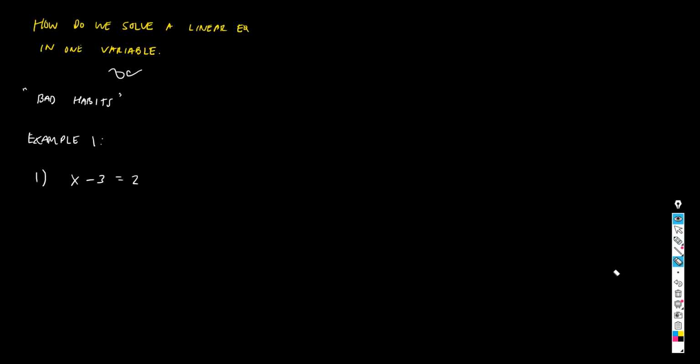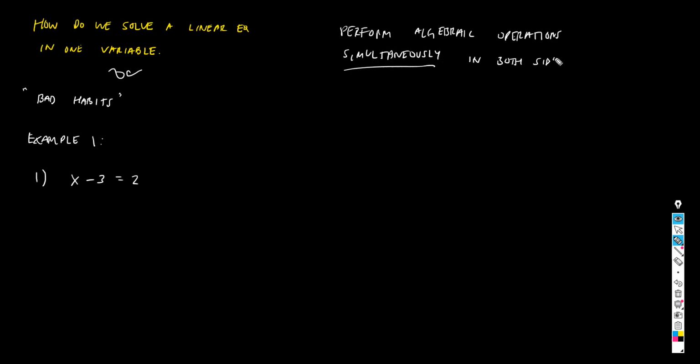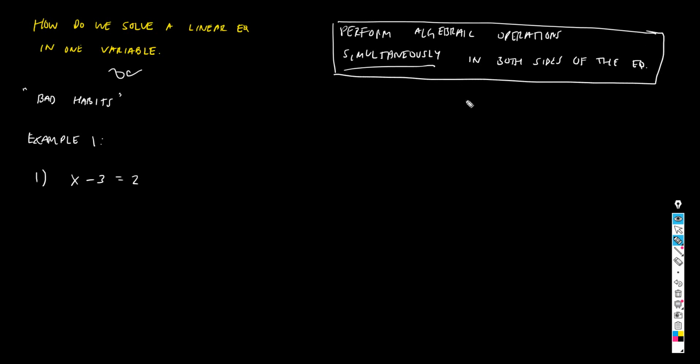How do we do it? What is the mathematical process? The mathematical process to follow is just perform, I'm going to write it here, perform algebraic operations simultaneously in both sides of the equation. This is the only thing you have to do, guys. Perform algebraic operations simultaneously in both sides of the equation. What do I mean by this?